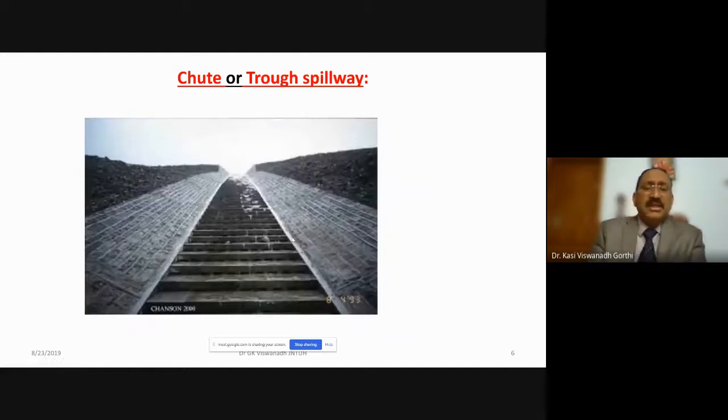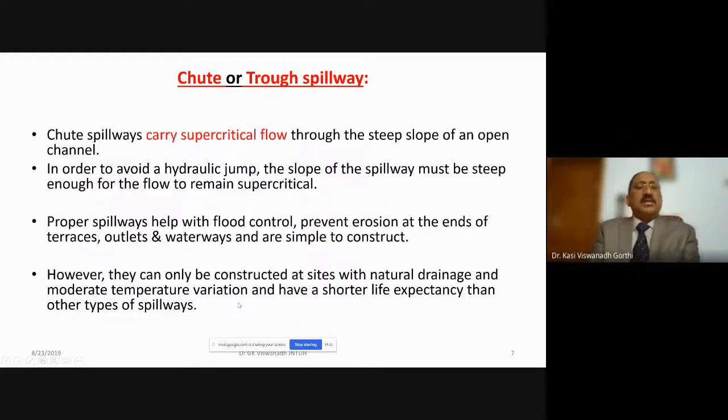So this picture provides you the complete description of the trough that is provided and the side walls which are provided here, and through this trough the water flows from upstream to the downstream portion. Chute spillways carry supercritical flow, as we have been discussing, because you have a steep sloped channel carrying the water from upstream to the downstream portion. Through the steep slope of an open channel, in order to avoid a hydraulic jump, the slope of the spillway must be steep enough for the flow to remain supercritical.